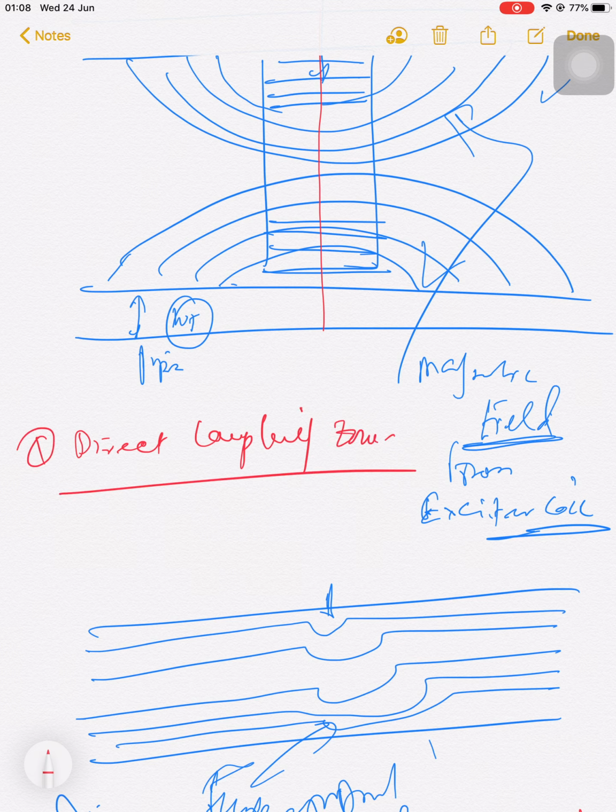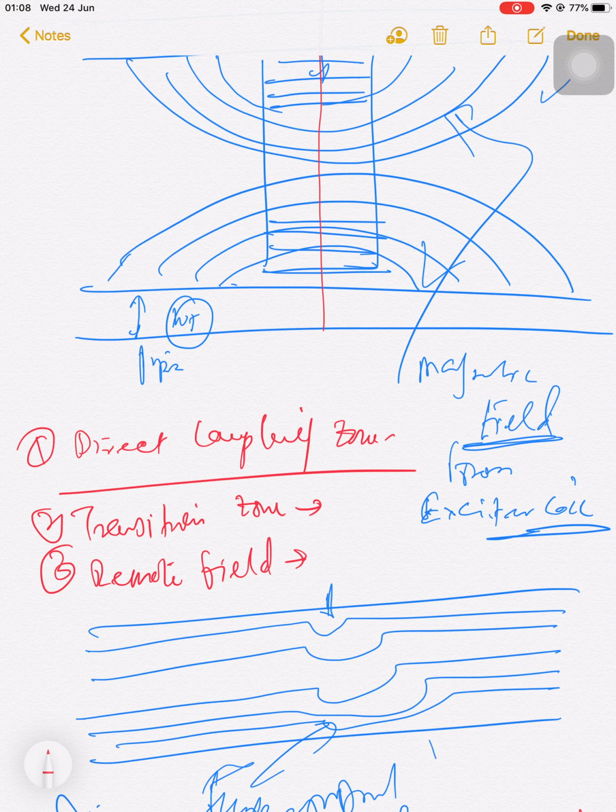There are three zones. First is the direct coupling zone, the area where there is a strong eddy current. Second is the transition zone. And the third one is the remote field zone, which starts approximately two tube diameters away from the exciter coil. So there are three types of zone.